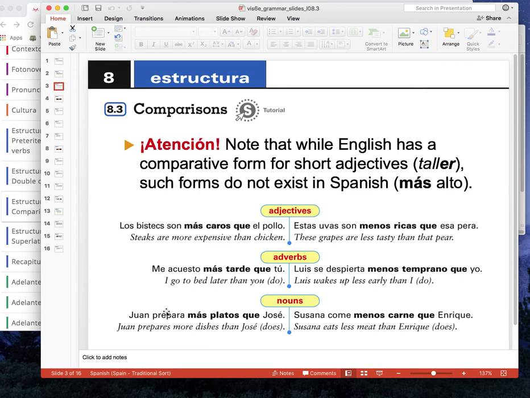And then with nouns, Juan prepara más platos que José. So platos is the noun. Susana come menos carne que Enrique. Okay, so again, the noun. So here we see noun, noun, tarde, temprano are adverbs, y caros y ricas are adjectives.